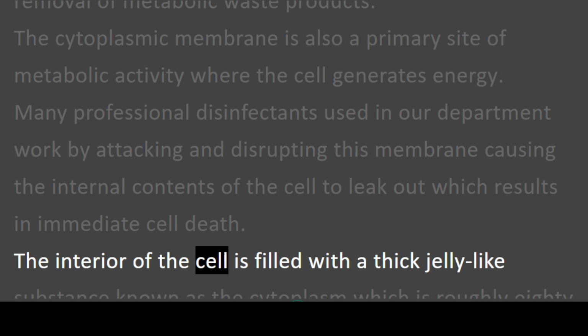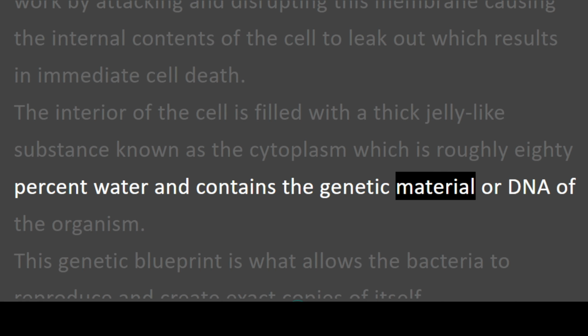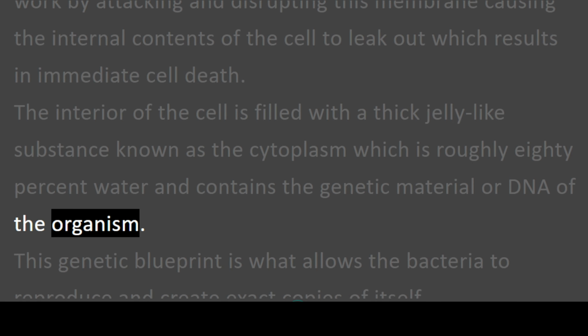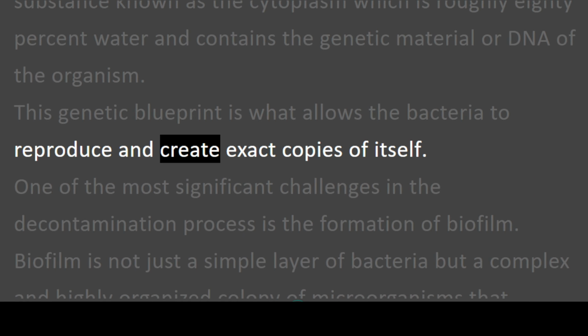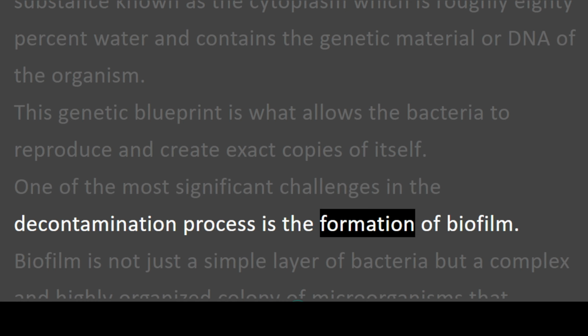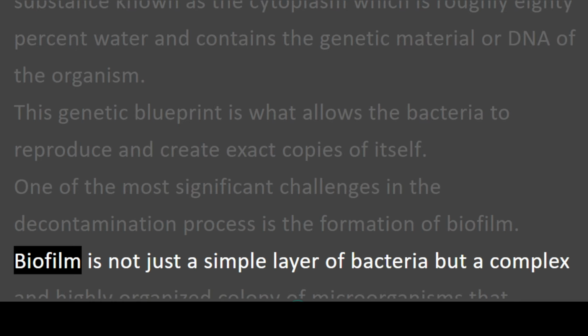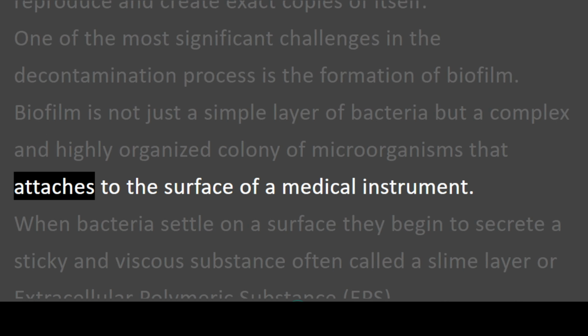The interior of the cell is filled with a thick jelly-like substance known as the cytoplasm, which is roughly 80% water and contains the genetic material or DNA of the organism. This genetic blueprint is what allows the bacteria to reproduce and create exact copies of itself. One of the most significant challenges in the decontamination process is the formation of biofilm. Biofilm is not just a simple layer of bacteria but a complex and highly organized colony of microorganisms that attaches to the surface of a medical instrument.